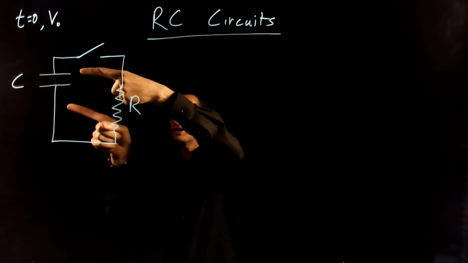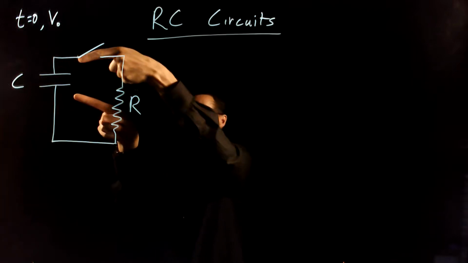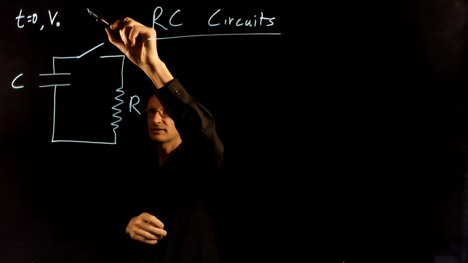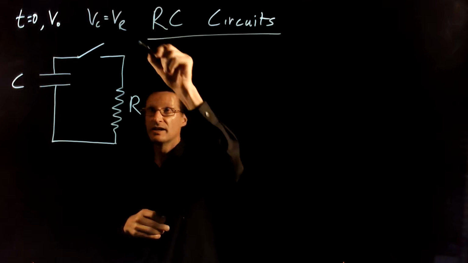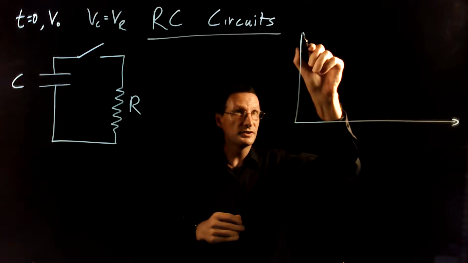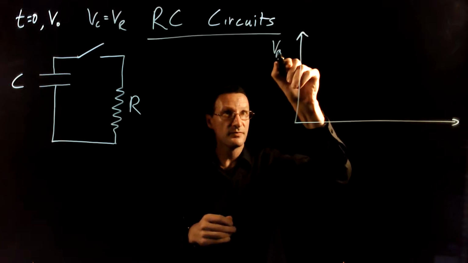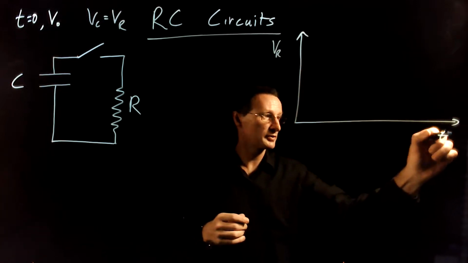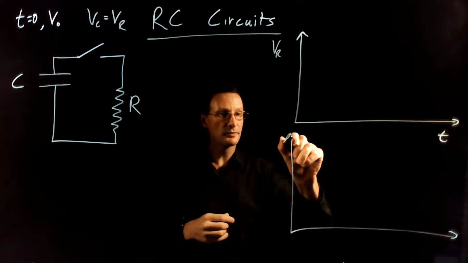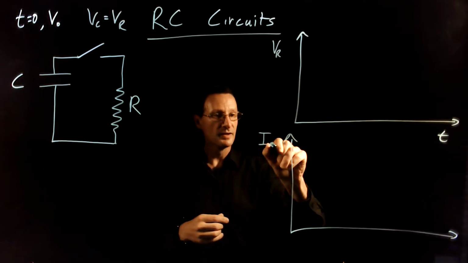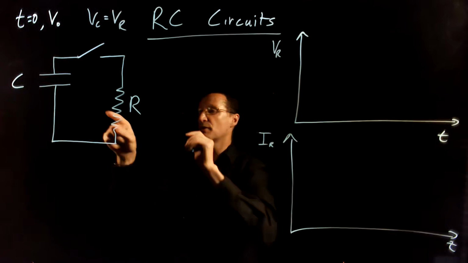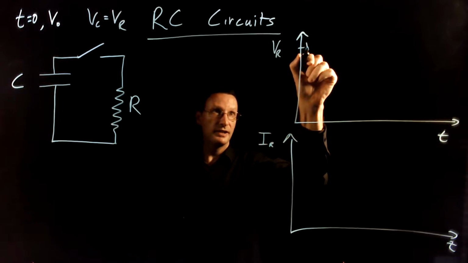And first I want you to notice that if I close the switch, the voltage across the capacitor is the same as the voltage across the resistor. Okay? So it doesn't matter which one I'm talking about. So let's plot the voltage across the resistor, which is the same as the voltage across the capacitor, versus time. And let's also plot the current through the resistor versus time. Okay? Now, we know that when you throw this, it's going to start off at V naught, right?